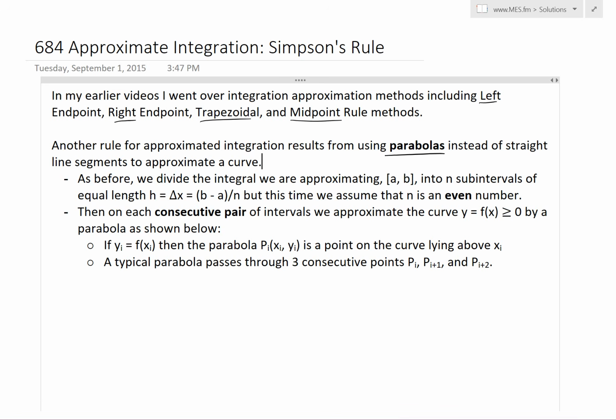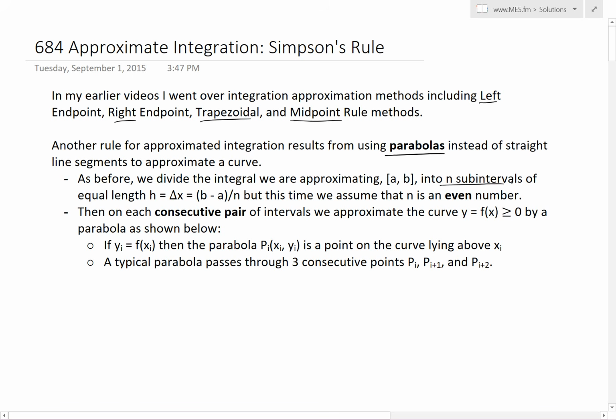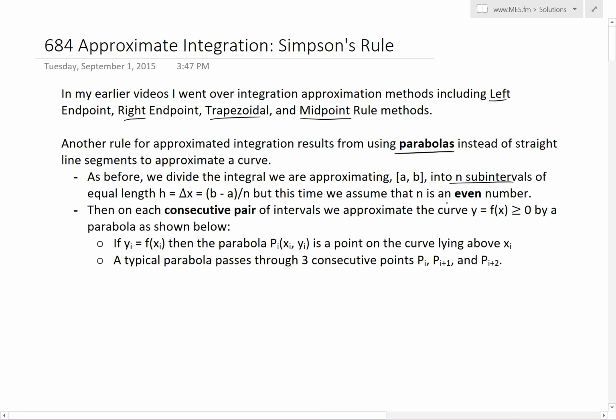And basically, as before, we divide the integral we are approximating on the interval a to b into n subintervals of equal length h equals delta x, which equals (b minus a) over n. This is pretty much the same method of deriving all of these other rules in my earlier videos. But this time we assume that n is even, because in this derivation we're going to look at consecutive pairs of intervals, and then we approximate.